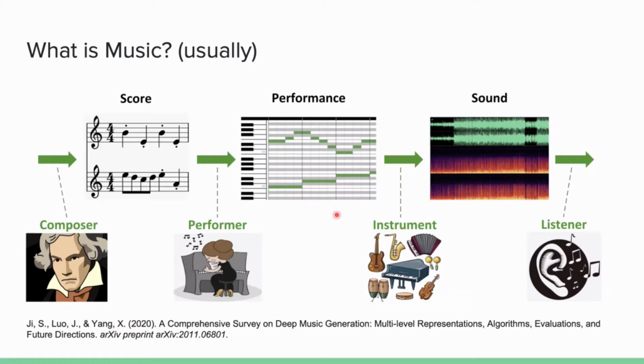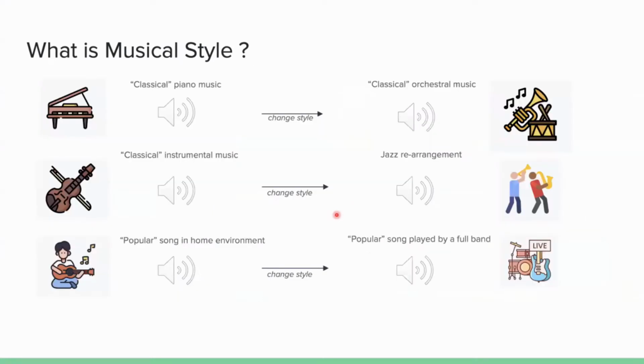Then the instrument kicks in, it turns this action into fluctuations of air. They are perceived as the sound, and the listener listens to this sound and interprets this music. So it's a multi-layer process. What is a musical style? It's a difficult question, and there are a few answers here. This slide illustrates a few demonstrations. Let me demonstrate what I mean.